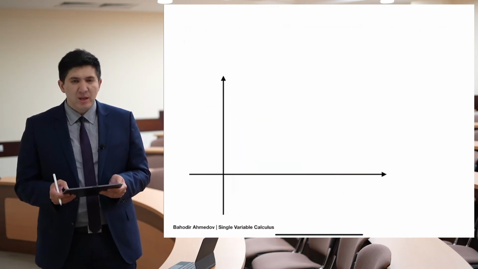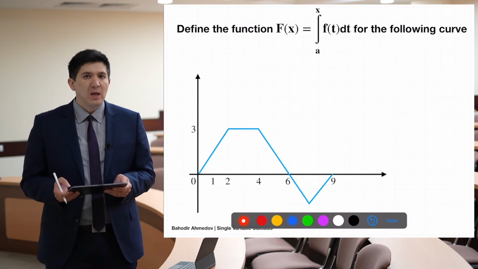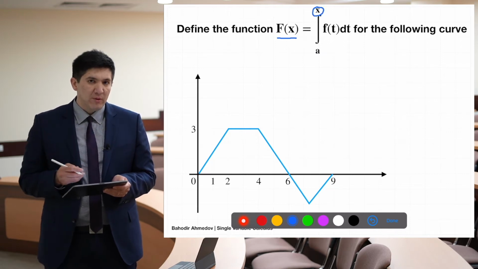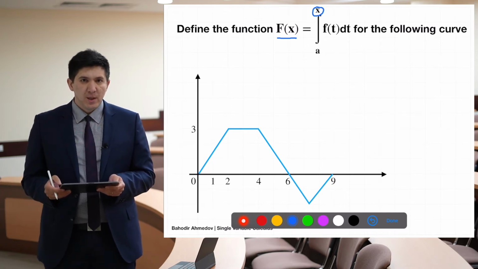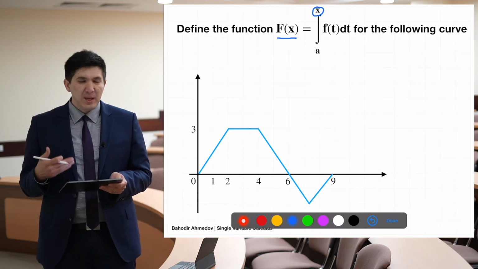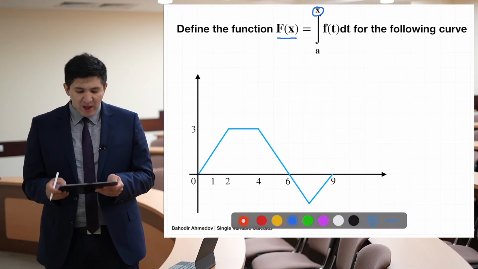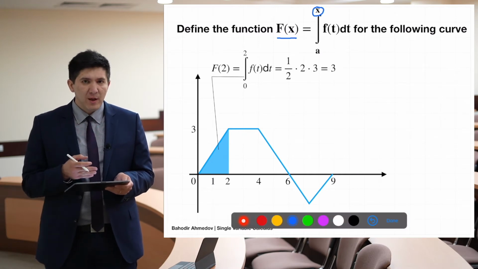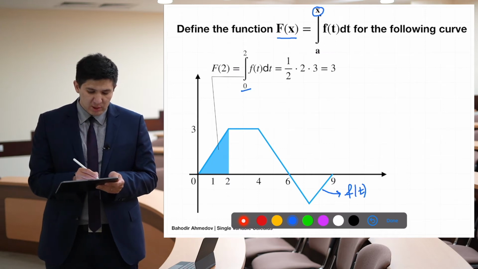In order to do this, let's evaluate the areas under this curve. Let's define this function, capital F of x, which is given as the integration of another function from a until x for the following curve. I'm going to define the big capital F of 1, of 2, of 4, of 6, of 9. Let's evaluate F of 2 here. What does it mean? F of 2 is essentially the area under this blue curve, which is f of t in our case, from 0 to 2.